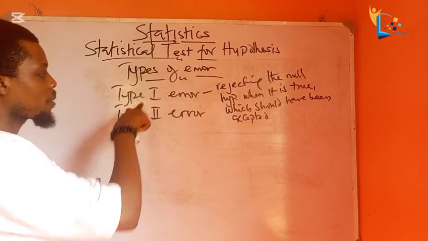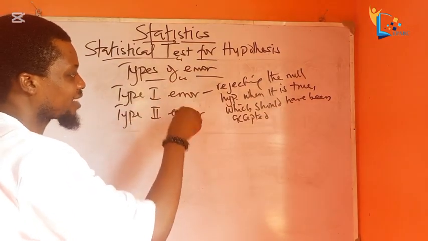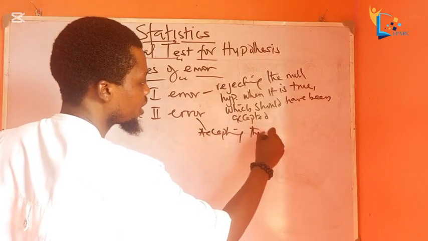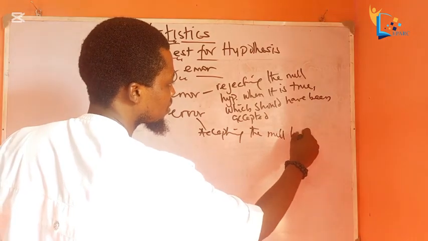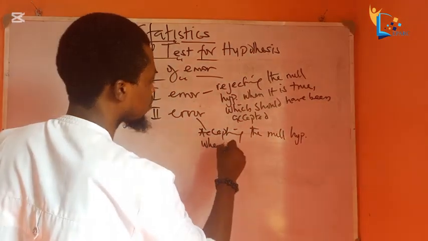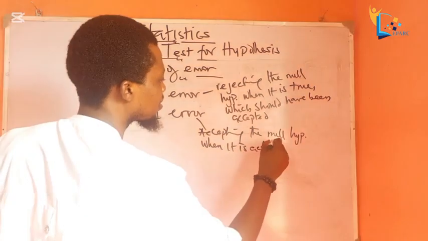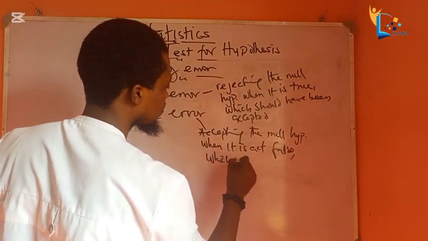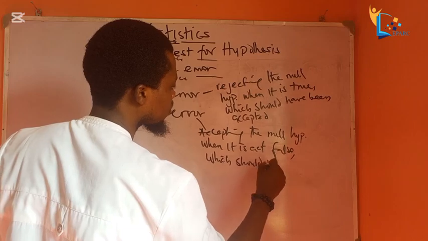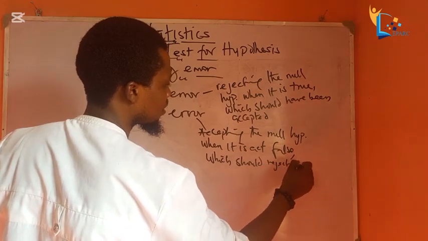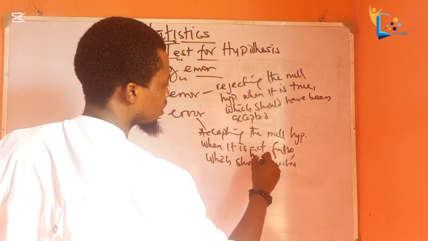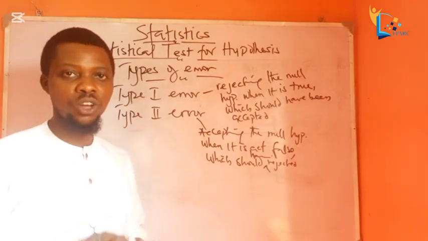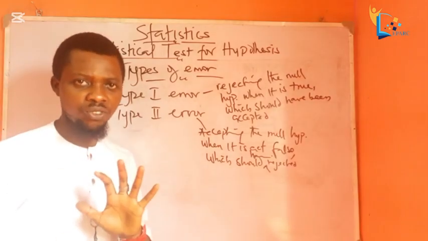Then the opposite of it, which is accepting the null hypothesis when it is actually false, which should have been rejected, then he has committed a type 2 error. Do you get the difference?